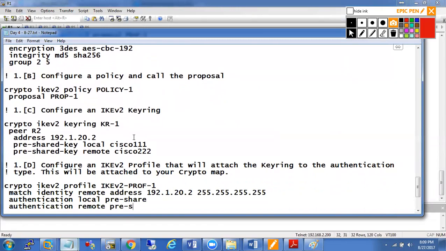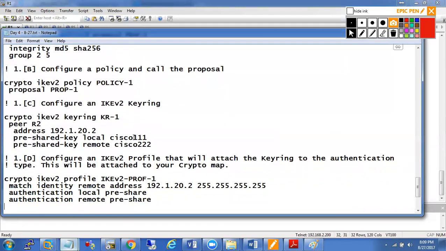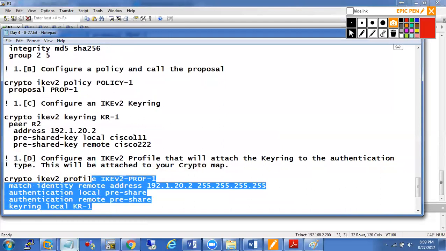Over here, I also have the ability, if I want, this is another advantage, although most of the time you're not going to have this, that you can do pre-share on one side and RSA sig on the other side. So one way is pre-share, the other one is RSA sig. You do have the capability of doing that. The last thing over here is keyring, attach it, called KR1. Local means it's locally on the device itself. So whenever I use IKEv2 profile 1, it's going to use a keyring called KR1, which is this one.